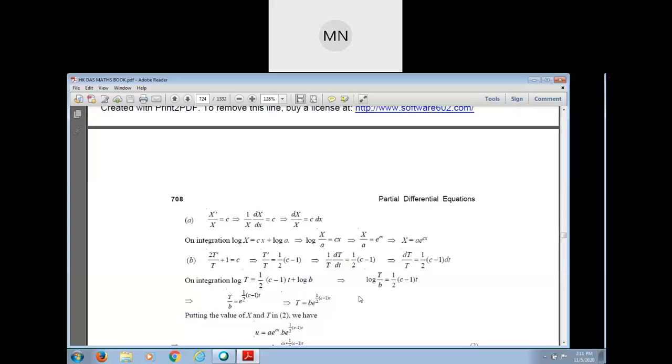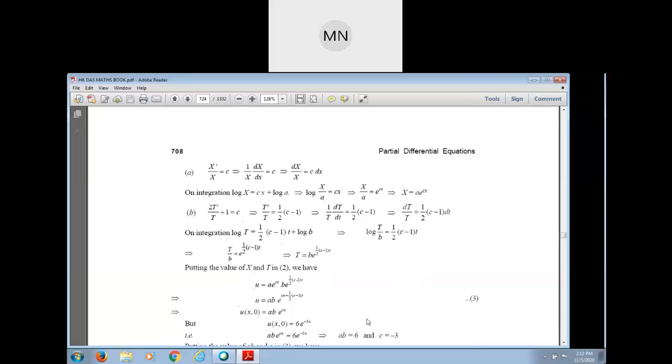Finally, we get x and t. If we can find x and t, then ultimately we get the value of u, because u is nothing else. U is the product of x and t. If we can find the value of x and t, then we easily get the value of u.